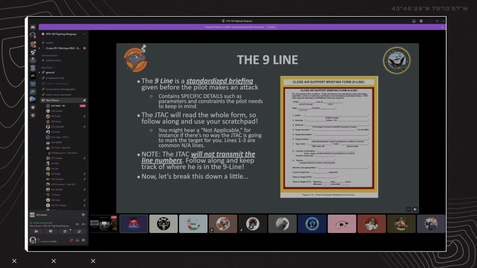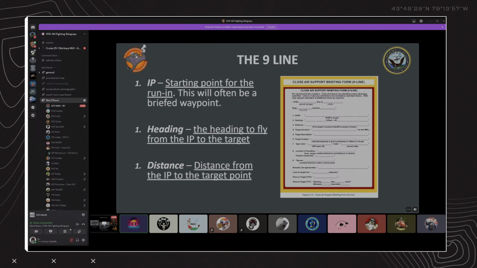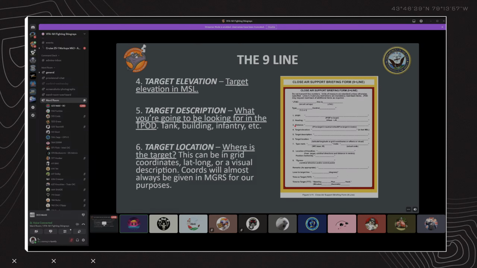So let's break it down just a little bit. Line 1 is the IP. It's the starting point of your run in, and this will often be a briefed waypoint. Heading is the heading to fly from the IP to the target, so where you gotta go. Distance is the distance from the IP to the target, so that's line number 3 here. Line 4 is target elevation in MSL. Number 5 is gonna be your target description, what you're gonna be looking for in the targeting pod: a tank, building, infantry, etc.